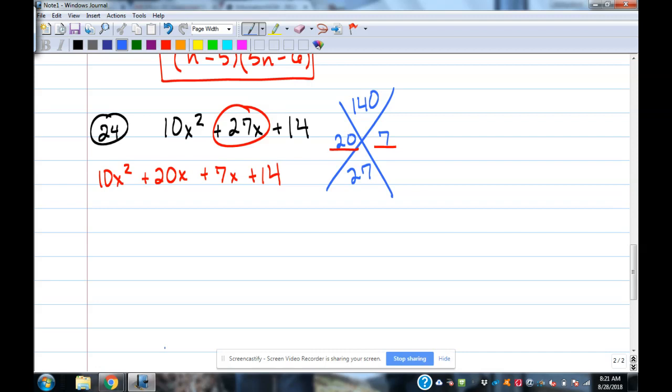What do we do next? Group the first two together, 10x squared and 20x. What's the GCF there? 10x. What's left? X plus 2. What's the GCF of that second group? 7. Plus 7 or minus 7? Plus, because it has a plus in front of it. Whatever sign is right there is going to be in the middle right here. Always, always, always. That leaves x plus 2 because 2 times 7 is 14.